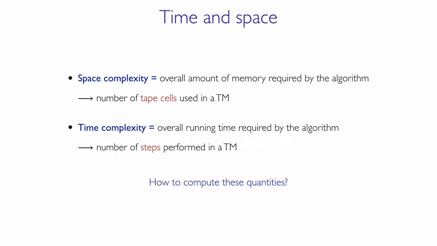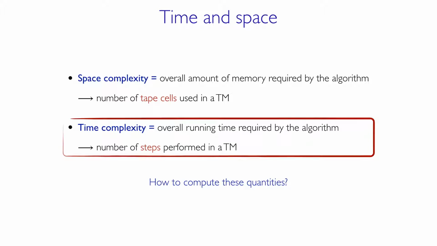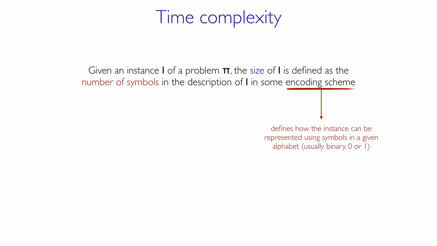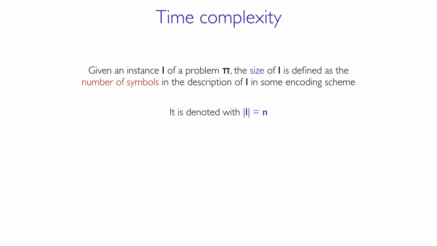How can we compute these quantities? In these lectures, we will focus only on the time complexity. Given an instance I of a problem pi, the size of I is the number of symbols needed to describe I in some given encoding scheme. An encoding scheme describes how an instance can be represented with symbols drawn from some alphabet, usually the binary alphabet, where symbols are either 1 or 0. We will use n to compactly denote the size of a problem instance.